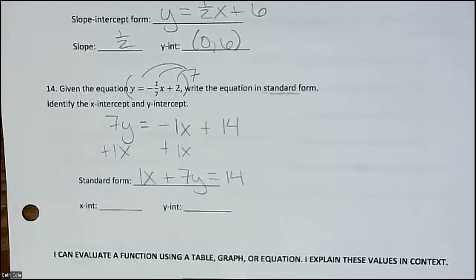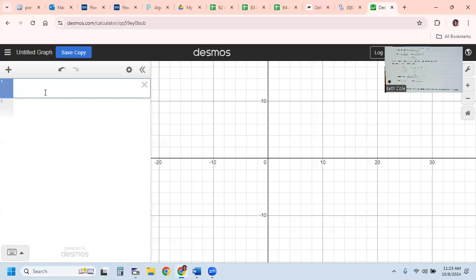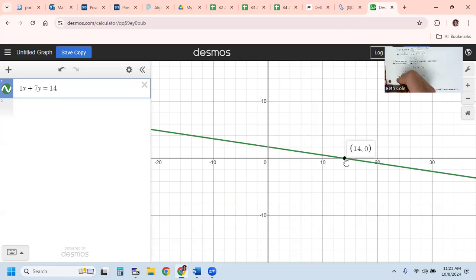X and y intercept. Here's what I would do is type it in and literally just look at it. What was it? 1x plus 7y equals 14. Cool. What's our x-intercept? 14. Go ahead and write that down. I can't have the paper and the calculator up here at the same time, but 14, 0. And then let me click on the y-intercept. 2, 0, 2. Just type it in. Okay. Yeah, go ahead.